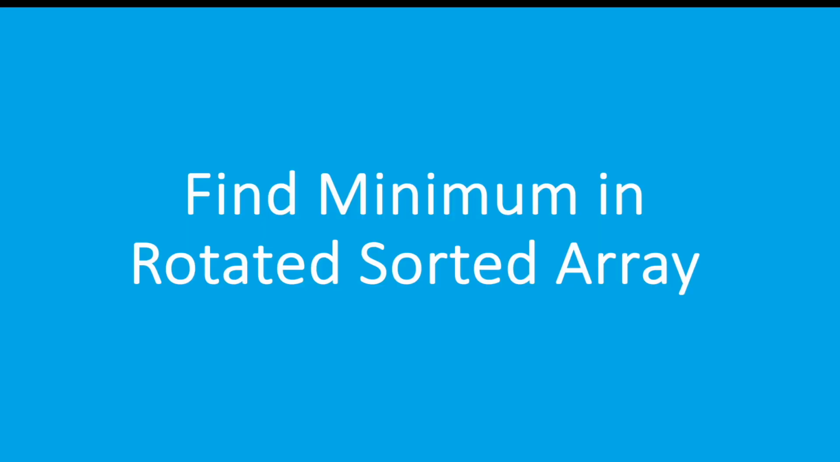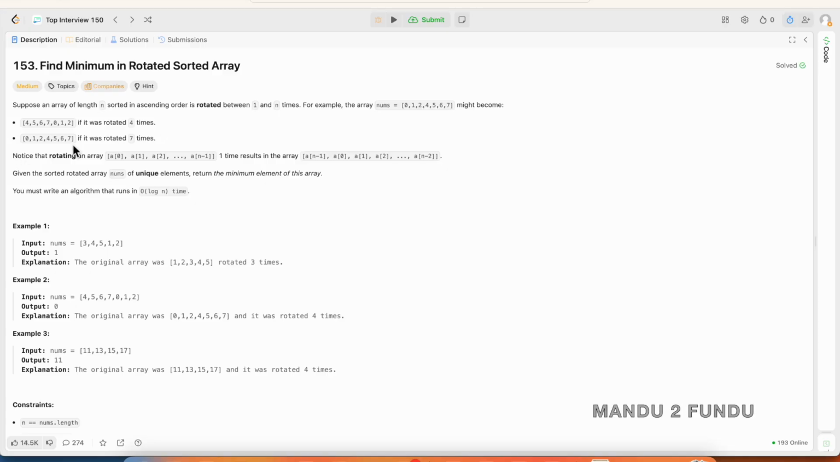In this video, I'm going to discuss the solution for finding the minimum element in a rotated sorted array. Let's look at the problem description. We are given an array of n elements which are in sorted order, and that array may be rotated 1 to n times. Given that sorted array nums of unique elements, we have to find the minimum element in that array. And then we have to write an algorithm that runs in O(log n) time complexity.